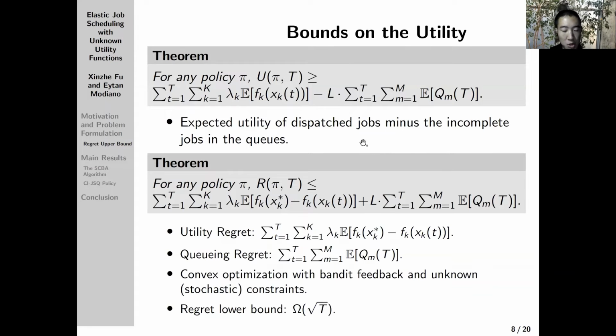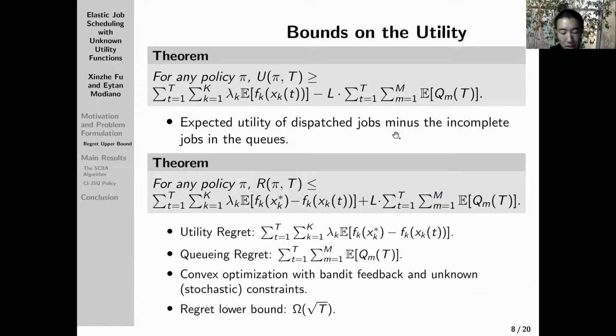And next, we show that for any policy, its expected utility is lower bounded by the total utility of the jobs dispatched minus L times the queue length at the end of the time horizon. This follows simply from the assumption that the utility functions are L-Lipschitz. Hence, the expected utility of the incomplete jobs in the queue is upper bounded by L times the queue length.